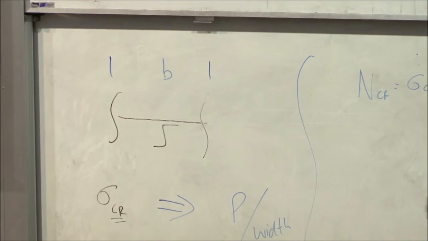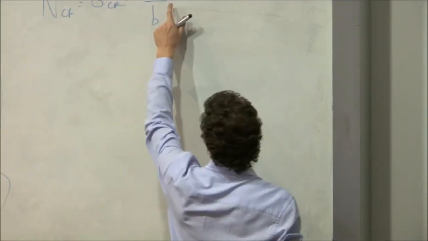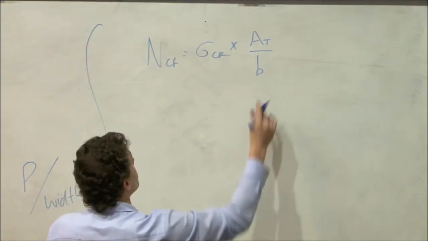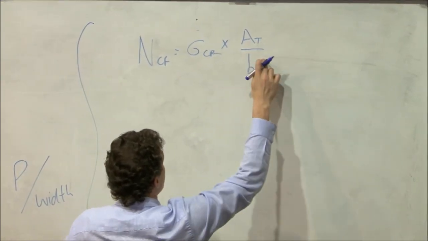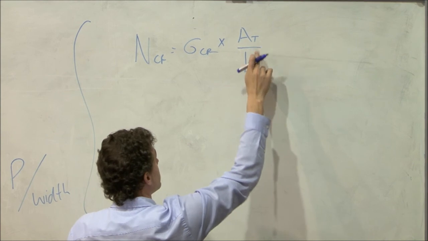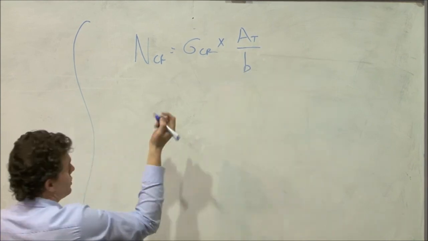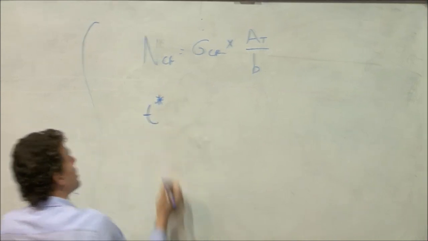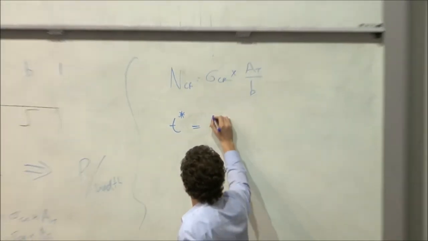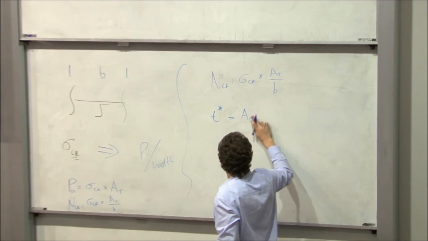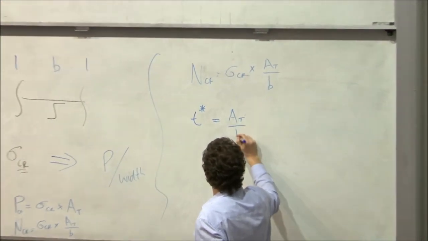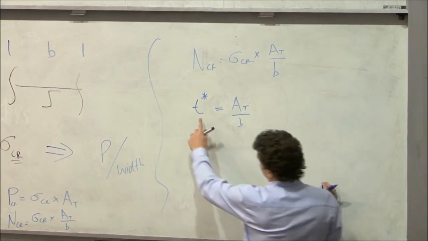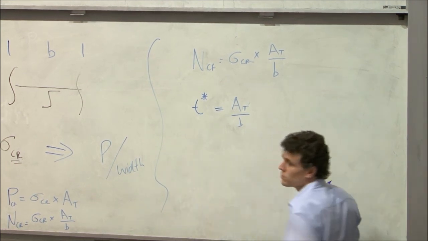Now, we're going to have a bit of a closer look at this. This is an area divided by a distance, so it's got units of effectively a thickness. And what we call this is t star, A total over b. Okay, and it's called the effective thickness of the panel.